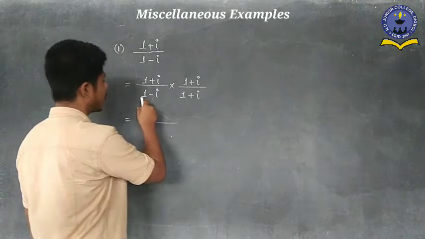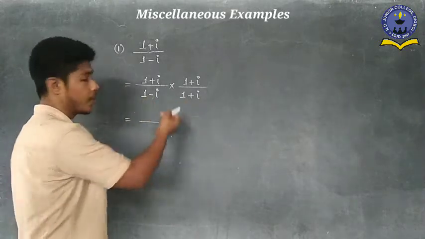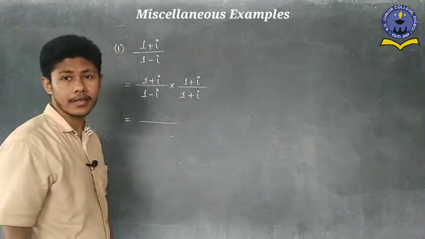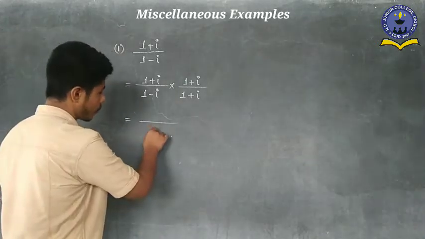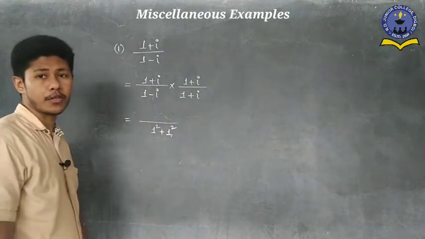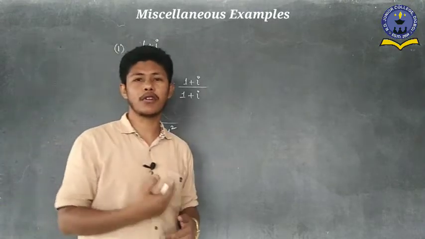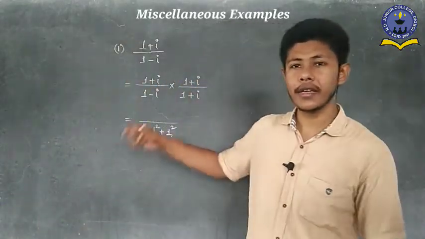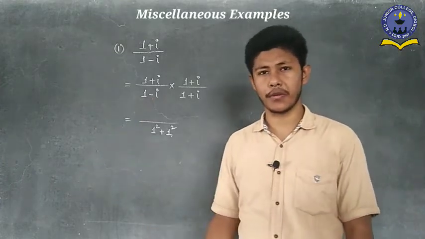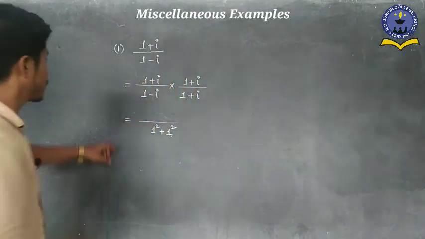Ultimately, the denominator is of the form a minus ib times a plus ib. We know this result can be written as a square plus b square. Here a square is 1 square and b is also 1, so we write 1 square plus b square. A plus b into a minus b gives a square minus b square, but in this case it is a complex number, so we get a square plus b square.